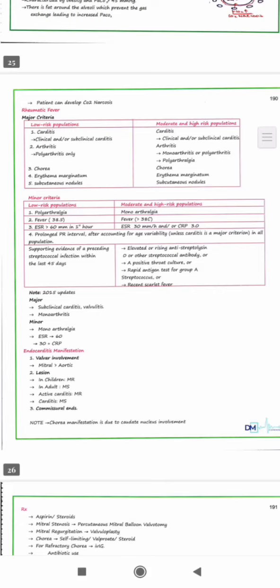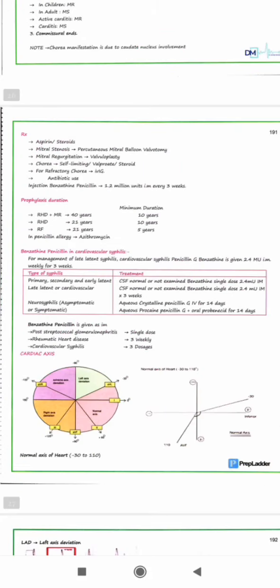That is, we give aspirin, steroids, and treat mitral stenosis, mitral regurgitation, chorea, or further refractory chorea, or injections. Now, the prophylaxis duration for rheumatic heart disease plus MR is going to be 40 years. For rheumatic heart disease, 21 years; rheumatic fever, 21 years. And the duration is also mentioned. In penicillin allergy, we're going to give azithromycin.